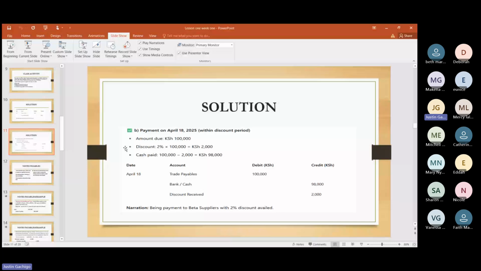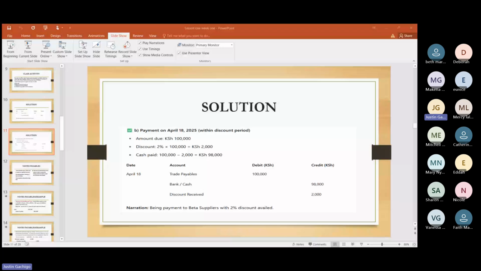So the amount that you owe is 100,000, but you are told that if you pay within 10 days, you get a 2% discount. So you need to calculate the discount, which is 2% times 100,000, which gives you 2,000. Then that means the amount that you are going to pay is 100,000 minus 2,000, which is 98,000.